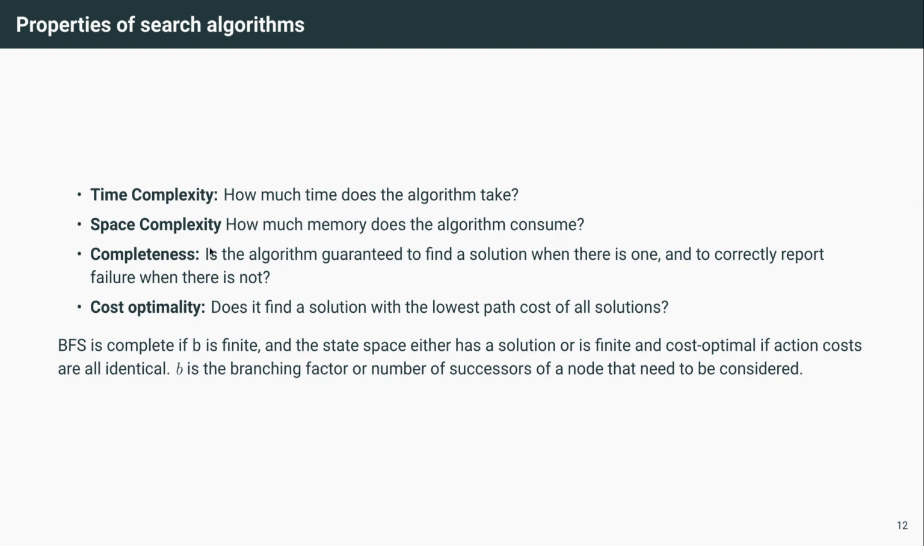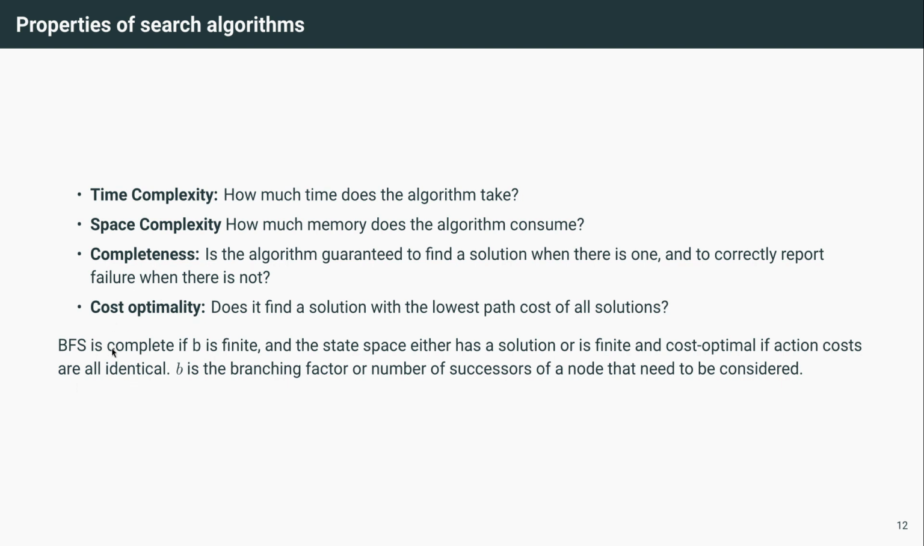But completeness is a new property. It says: is the algorithm guaranteed to find a solution when there is one, and to correctly report failure when there is not? And cost optimality says: does it find a solution with the lowest path cost of all solutions? Now BFS is complete if b is finite, b is the branching factor, and the state space either has a solution or is finite, and cost optimal if action costs are all identical.